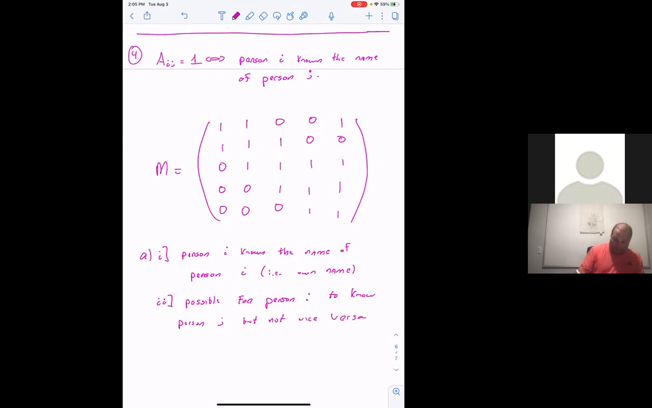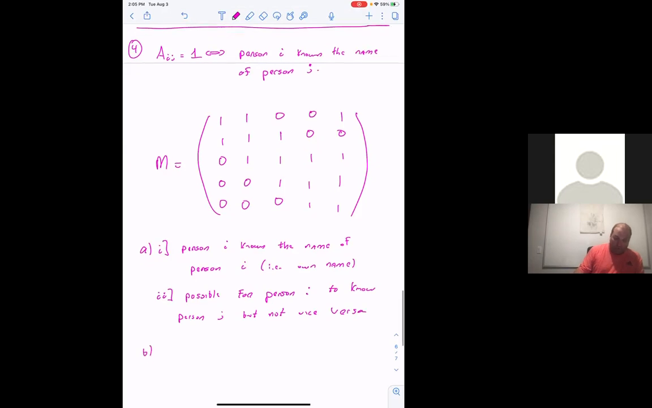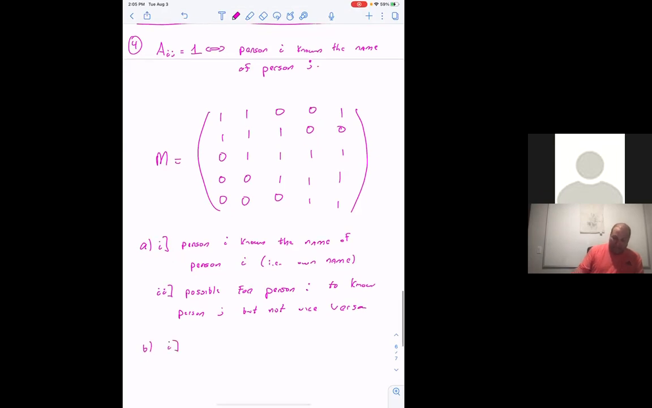Okay, part B. Without drawing the graph, find: I, how many names A knows. 3. Just read the row. A knows 1, 2, and 5. II, the number of people who know the name of C. Go to column C: 3. B, C, and D all know C.